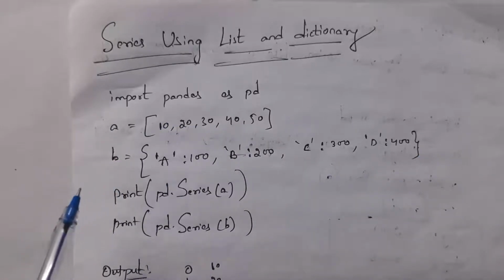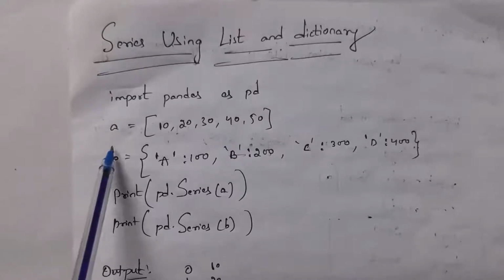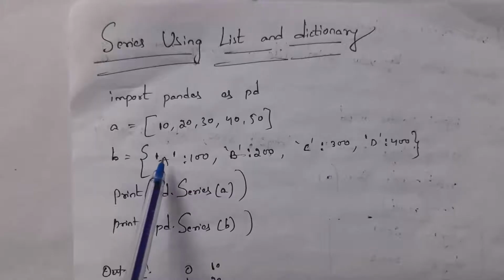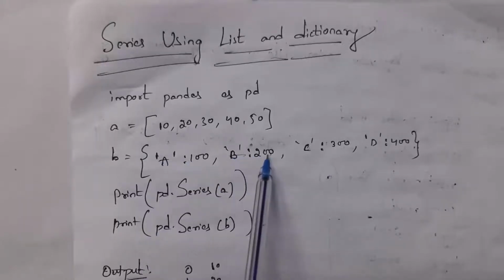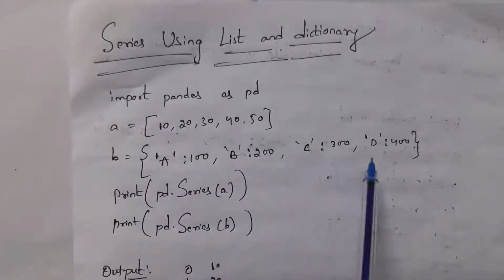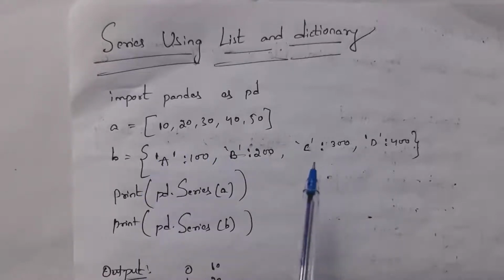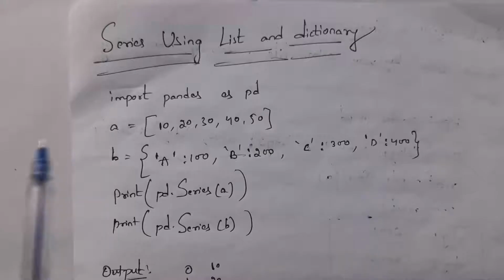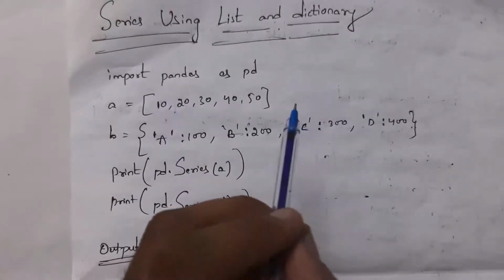And similarly in variable b I am taking a dictionary. So I am taking variable b is equal to, inside curly braces I am taking 'A': 100, 'B': 200, comma 'C': 300, comma 'D': 400. Where A, B, C, D all are of string type. So include quotations, and 100, 200, 300, 400 all are of integer type. So there is no need of including any quotations. At first I will create a series using the list.